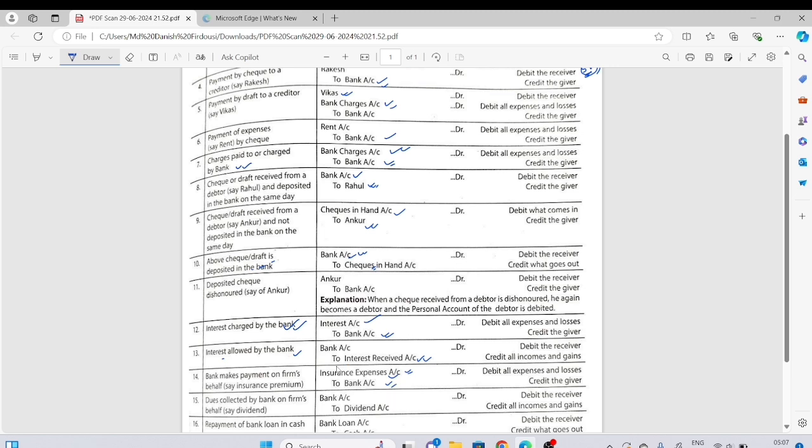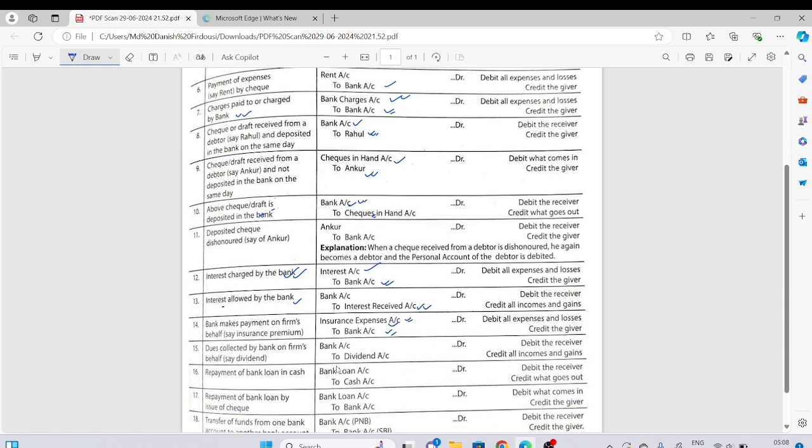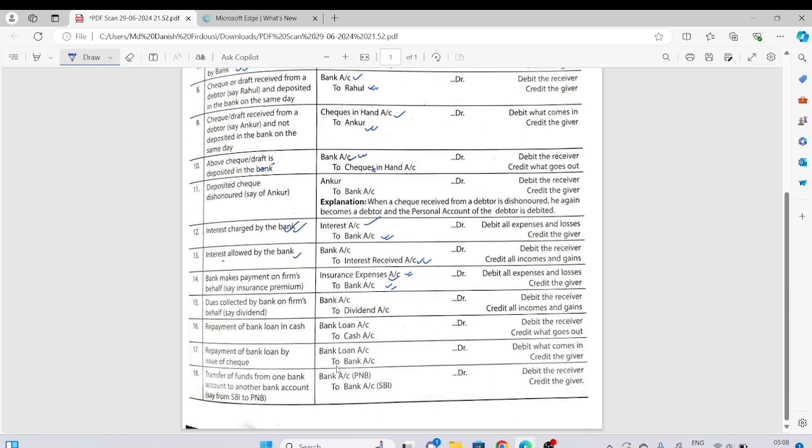Dues collected by bank on firm's behalf. If the bank is collecting any type of dues or dividend on behalf of the firm, then at the time what entry will we pass here? Bank account debit to dividend account, because the bank is a receiver here, so the bank will be debit, and dividend is your income, so your income will be credit here.